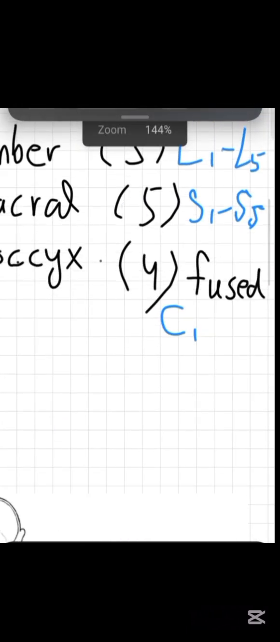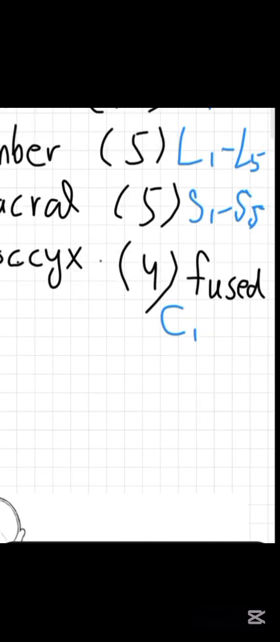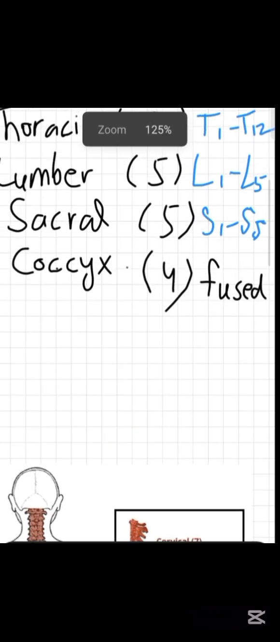Coccyx is normally not divided into four because the coccygeal vertebrae are fused. In some cases the sacral is not directly fused, but the coccyx is always fused. That's why the coccyx is considered a whole bone, in such a way that four bones are fused with each other, forming a single bone. That's why the coccyx is considered as one bone.